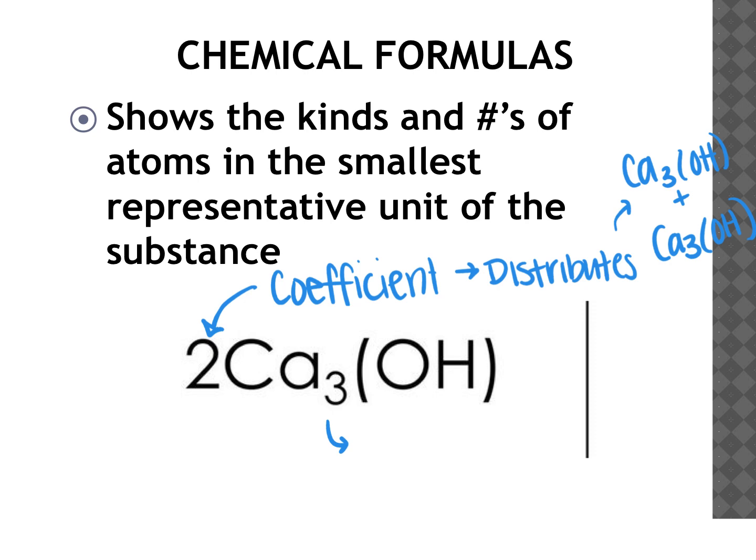The little 3, do you know what we call the little numbers? Good. The little number is the subscript. This subscript only applies to the element that comes right before it. So it's only giving the quantity of the element it's touching. This is saying that there's 3 calciums in this whole compound. So if we were to draw this calcium hydroxide, there'd be 3 calciums plus this hydroxide.